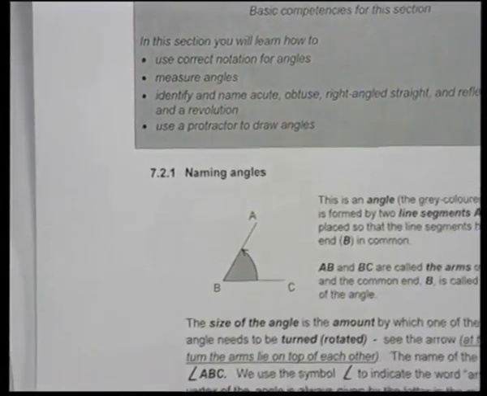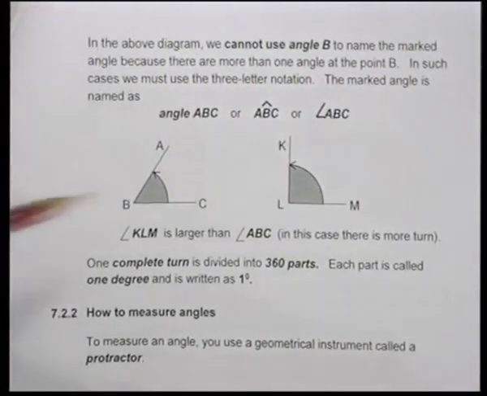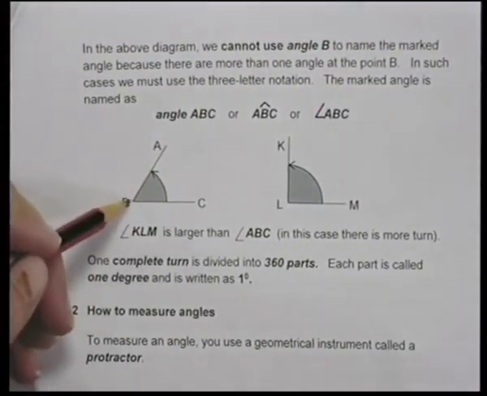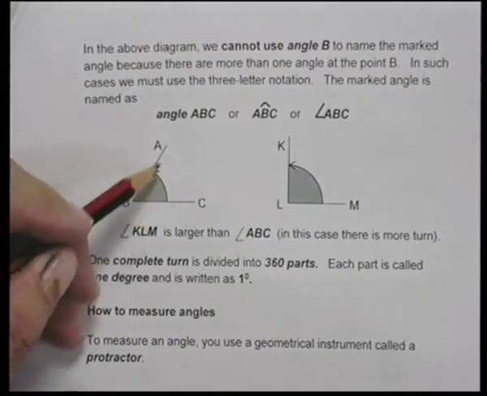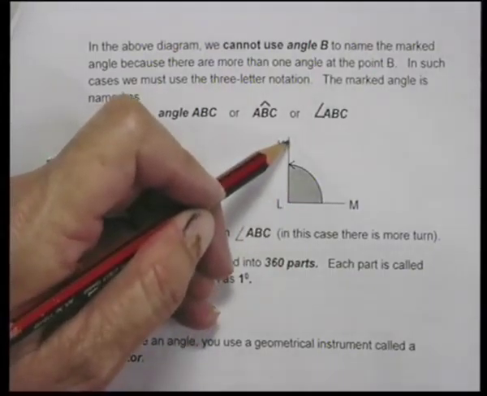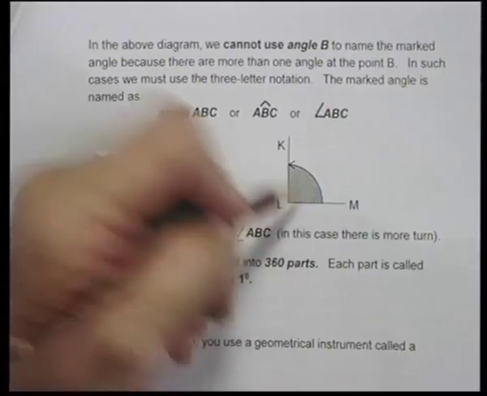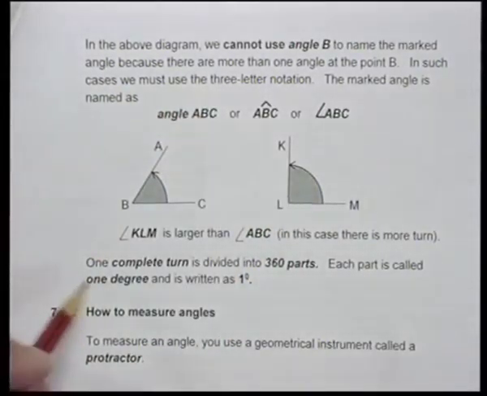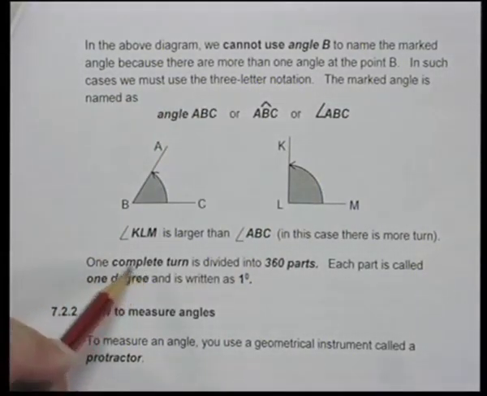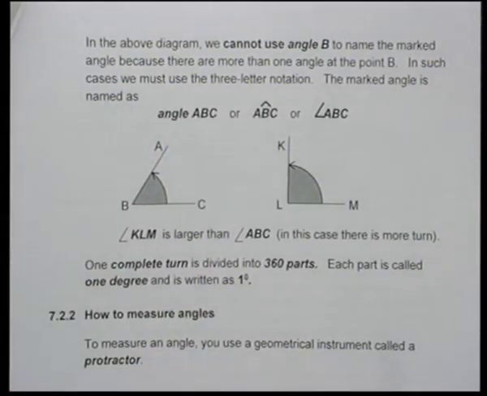The naming of the angles. Here we see angle ABC, and B is always the angle between the A and the C, and here in this case L between K and M, so this is your angle. This one looks like 90 degrees, and the complete turn is 360 degrees. 1 degree, we write like one with a small circle there.